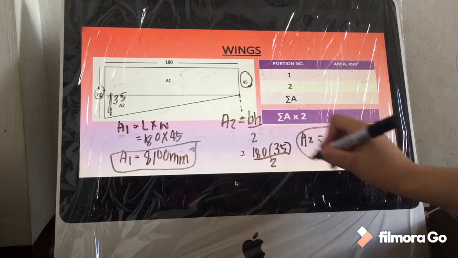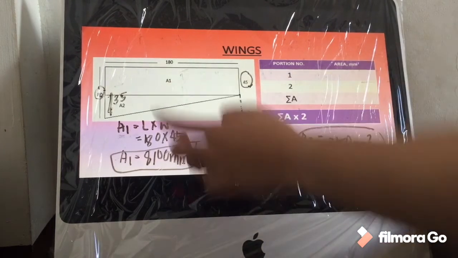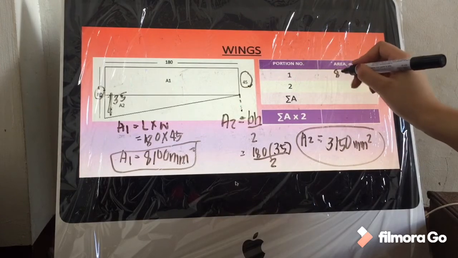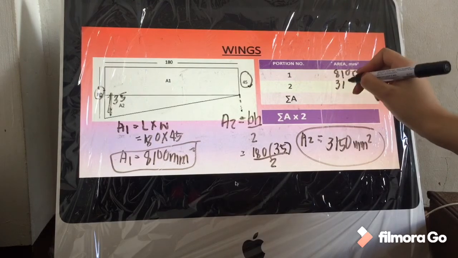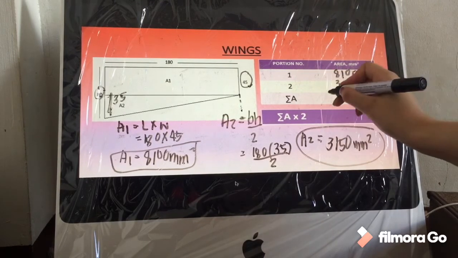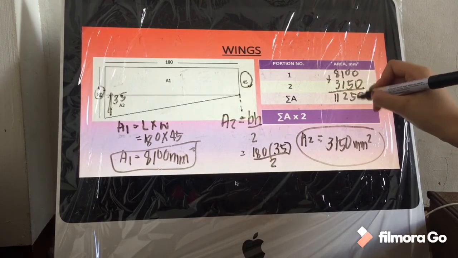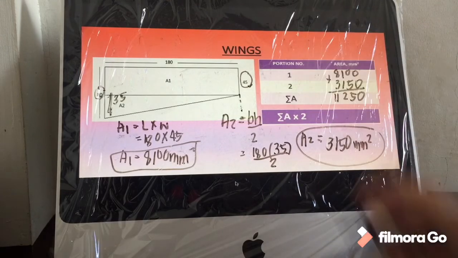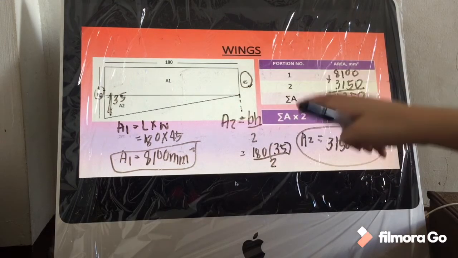Since we are done getting area 1 and area 2, we're done with the portions. Just fill up the table. So, area 1 is 8,100. Area 2, portion 2 is 3,150. And then, summation of area, we just add. This is 11,250. But this is not yet the area of our wings, because this is only one wing. Try flying an airplane with only one wing, right? My gosh. So, you need to multiply it by 2.